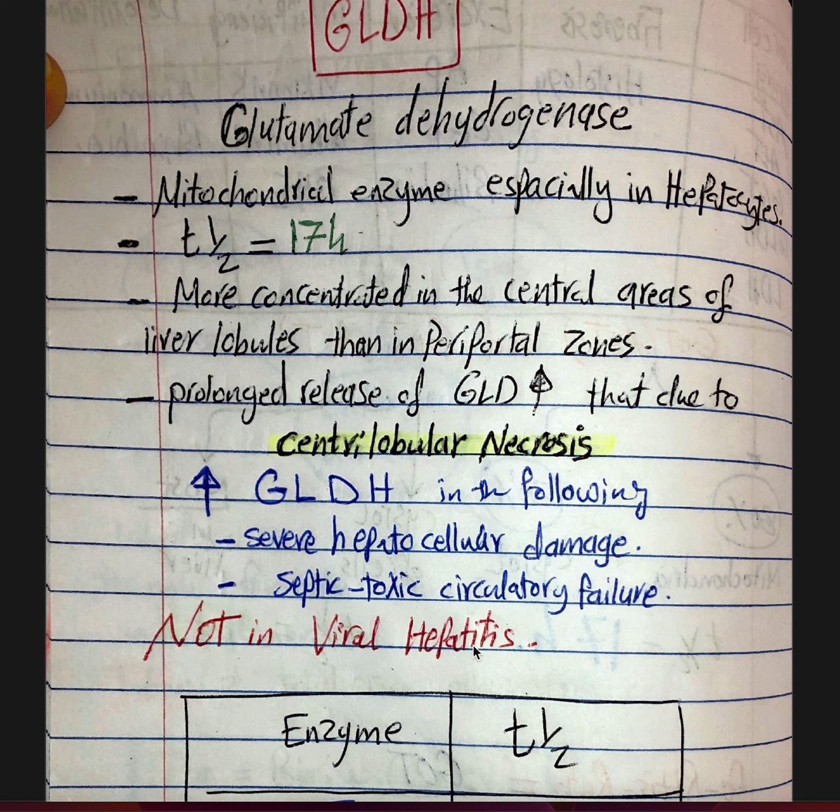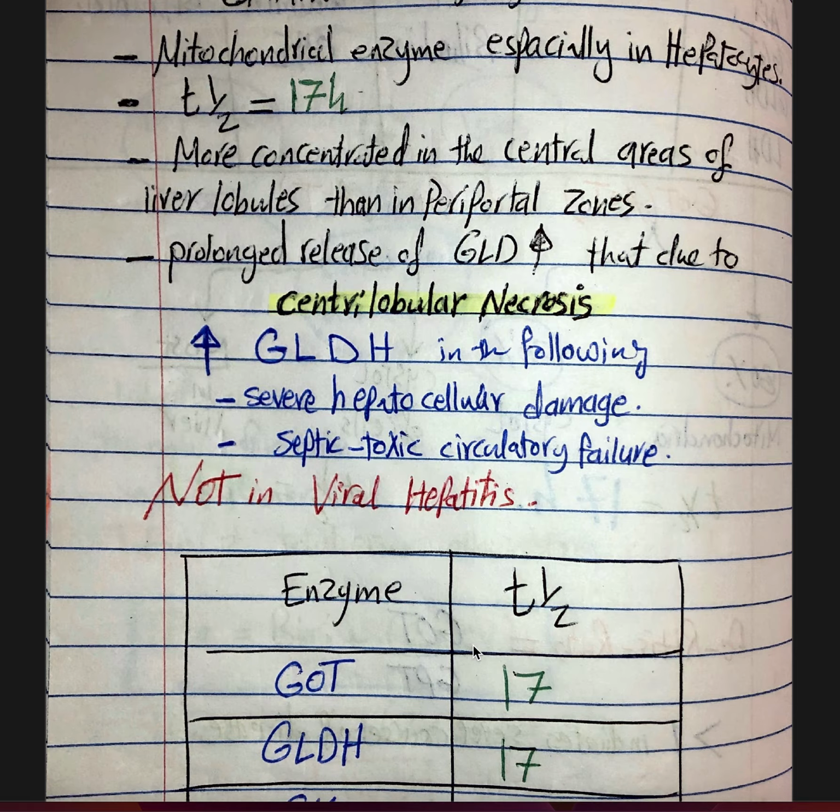So there is an increase of the glutamate dehydrogenase enzyme in the following conditions, like severe hepatocellular damage and septic toxic circulatory failure. Severe damage means it will reach the central areas of the liver, and that leads to an increase in the level of glutamate dehydrogenase enzyme, but it has nothing to do with viral hepatitis, so there is no association between the glutamate dehydrogenase enzyme and viral hepatitis.